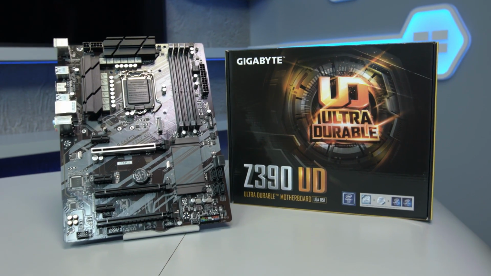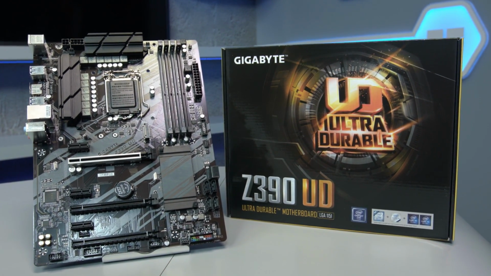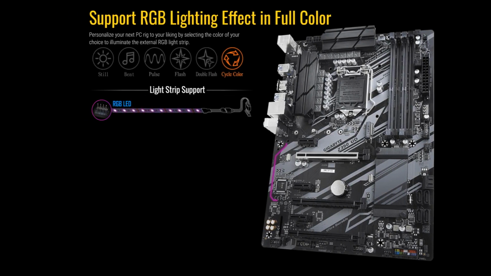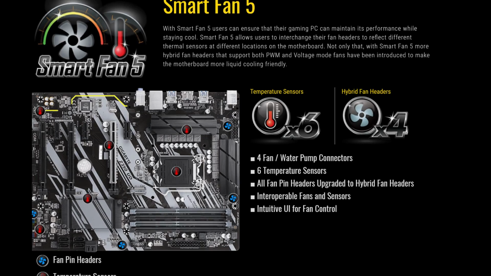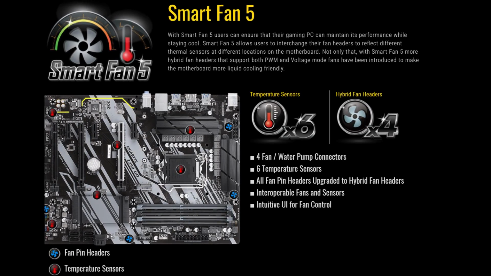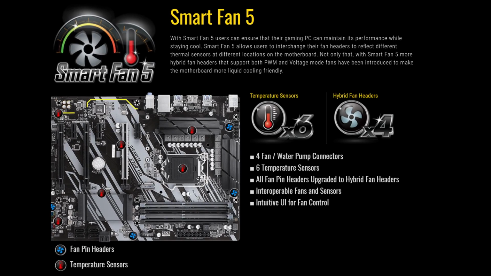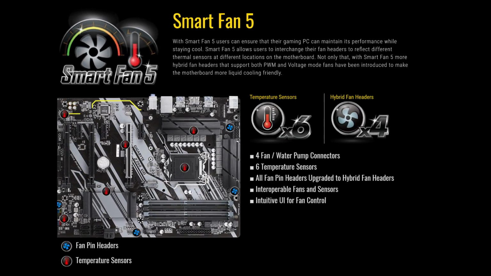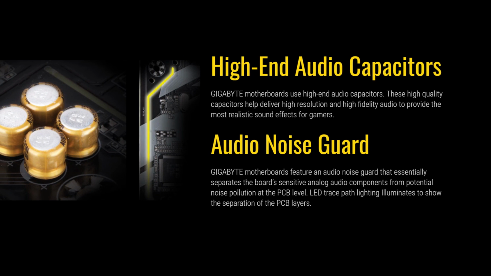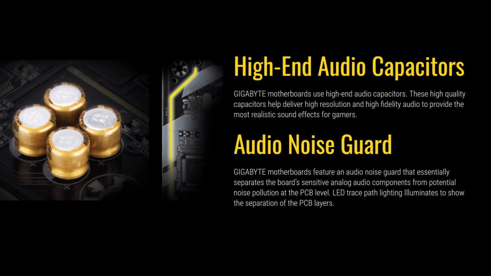This board supports AMD two-way CrossFire and features an RGB pin header for RGB light strip support. For cooling, this board features Smart Fan 5, allowing you to interchange your fan headers to reflect different thermal sensors at different locations on the motherboard. And for audio, GIGABYTE motherboards use high-end audio capacitors. These help to deliver realistic sound effects for gamers.